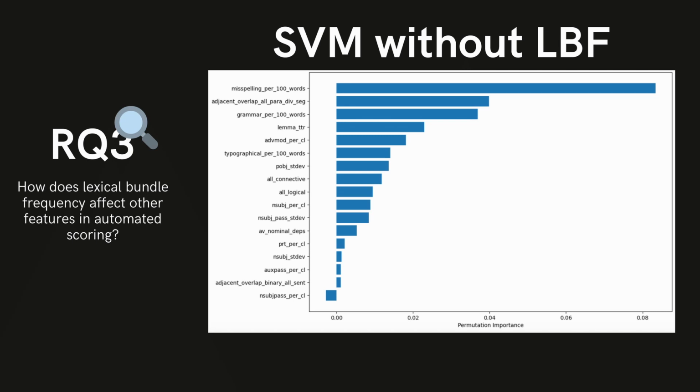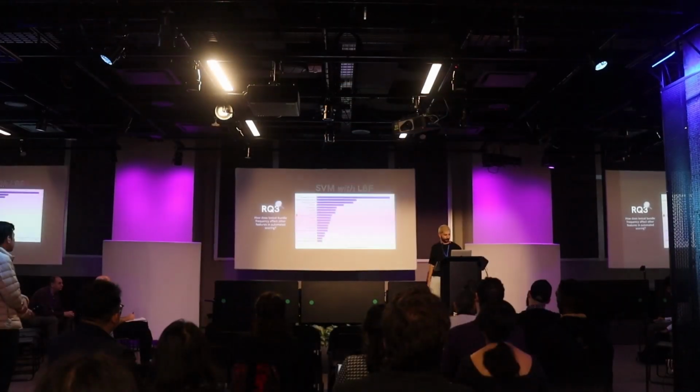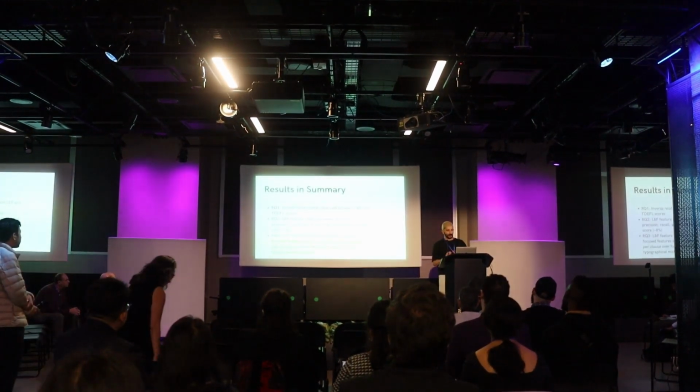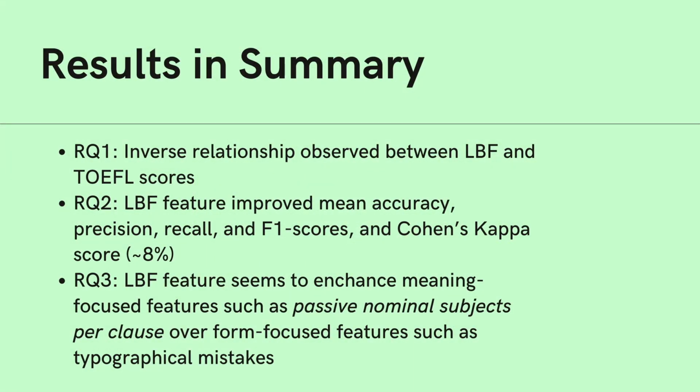It's a nominal passive subject per clause. It's actually decreasing the quality of the SVM. But when I include lexical bundle frequency, it carries enough information to give it enough power to contribute to the automated scoring system. And notice how typographical errors are going down in importance. So, form-focused, meaning-focused. So, results in summary, there's an inverse relationship between LBF and TOEFL scores.